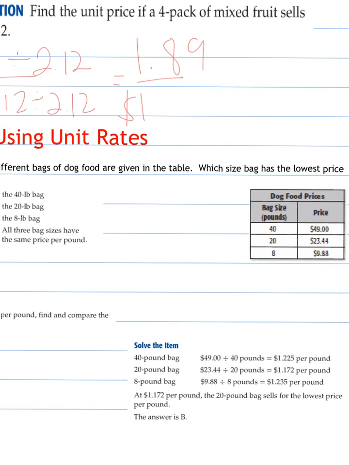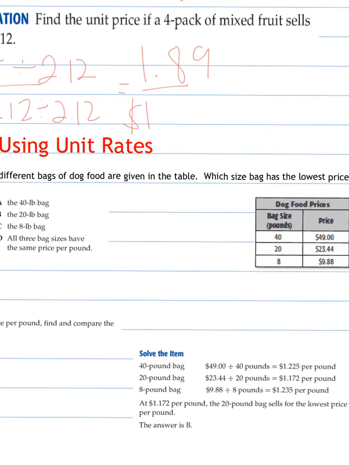Starting with the 40-pound bag, we would write that as a ratio, so our price over the amount, the pounds. Divide these both by 40, which is $1 per pound. I'm going to make sure to write all 3 digits out, just in case they're really close in this one.